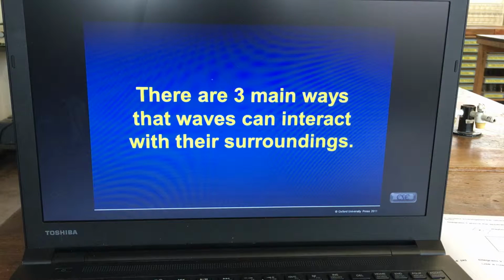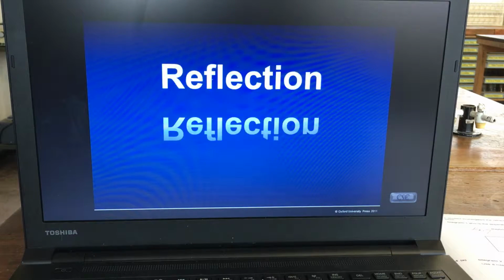Okay, there are three main ways that waves can interact with their surroundings, and you need to know all of these in your P1 exam. The first one is reflection.